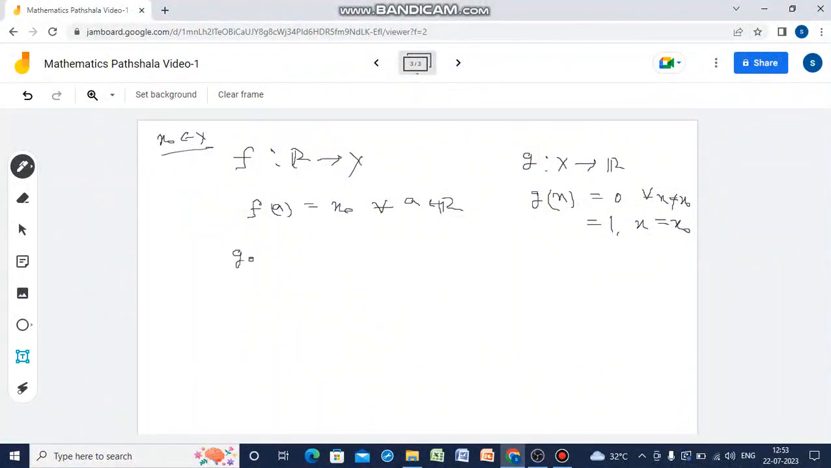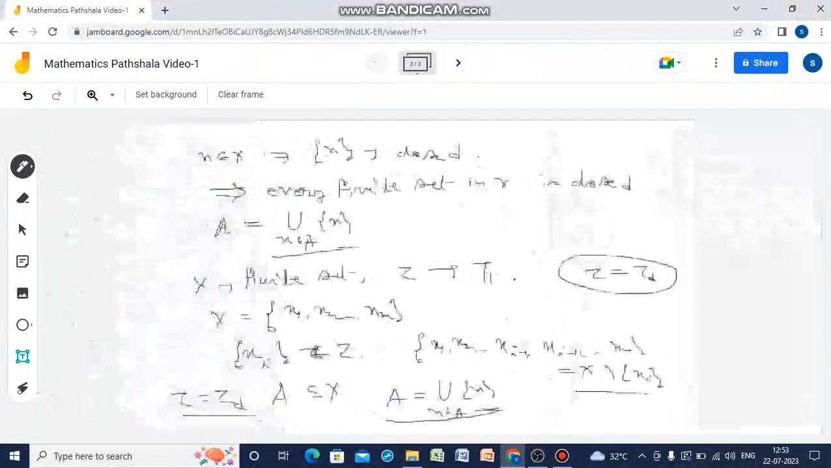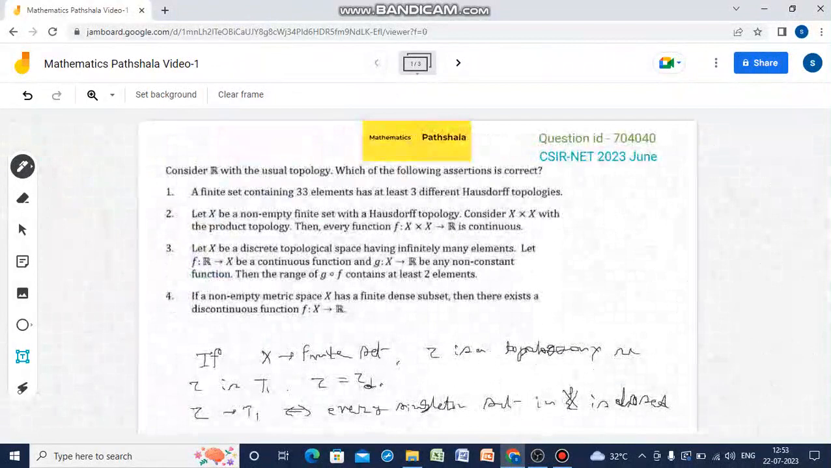Now see what our decomposition will be. The decomposition function will be from R to R, and the decomposition at a is, for any a, g at f(a), and f(a) is our x0 for any a belonging to R. So g at x0, and that will be our 1. So for any a belonging to R, the decomposition at a is 1. So the range of this decomposition will be equal to the singleton {1}. So there exists exactly one element. So the set containing at least 2 elements will be the false option.